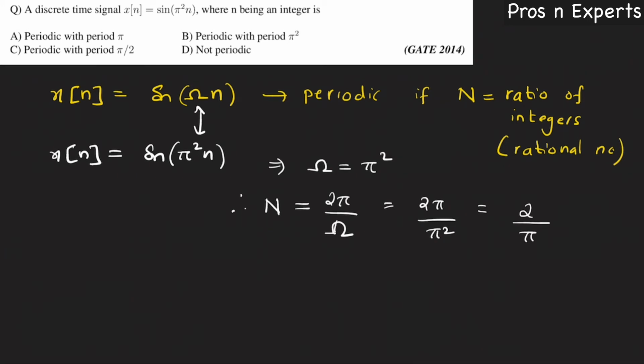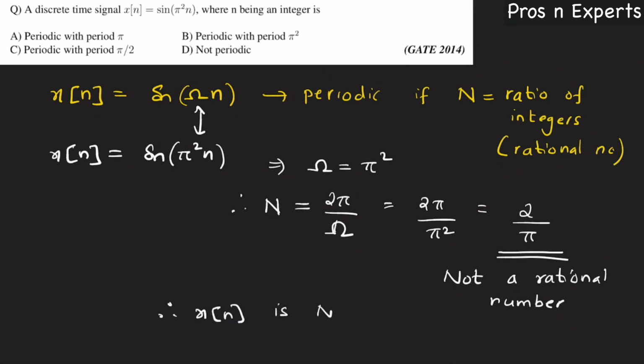So this is not a ratio of integers, or it is not a rational number, and hence the answer is x of n is not periodic. Okay, it is not periodic. So this is a very simple and straightforward question. So the answer turns out to be D.